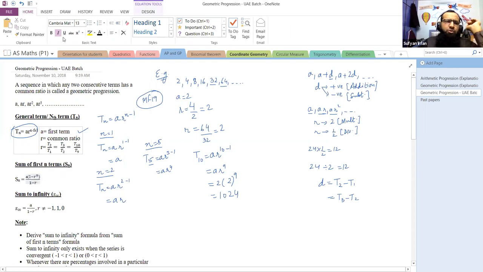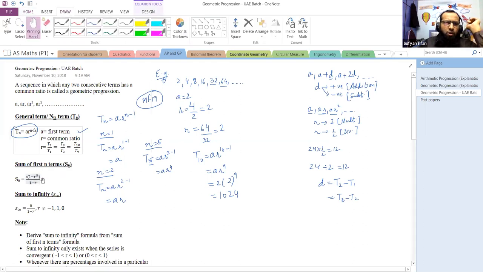I guess it's visible. So it's a times 1 minus r power n upon 1 minus r, right? Before we discuss sum to infinity, let's take an example of this. How many terms are these? First, two, three, four, five, six terms, right? Six terms of a sequence are given. An examiner tells us, find the sum of first six terms. The formula would then be A multiplied by 1 minus r power n upon 1 minus r.